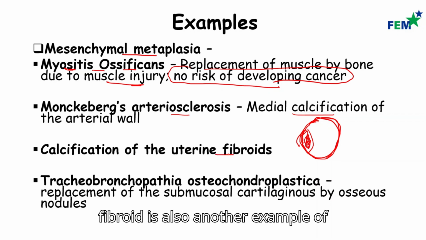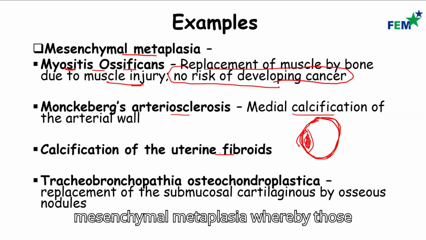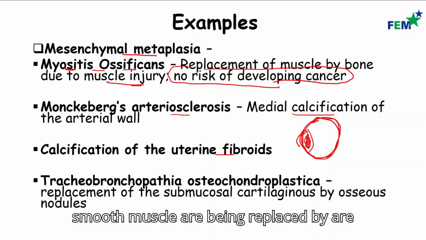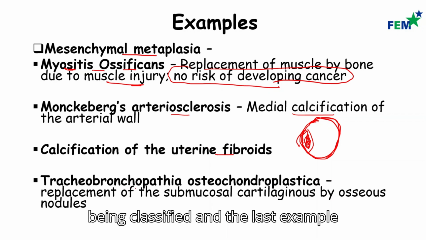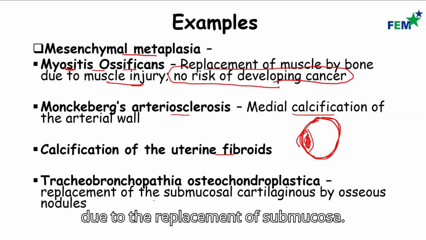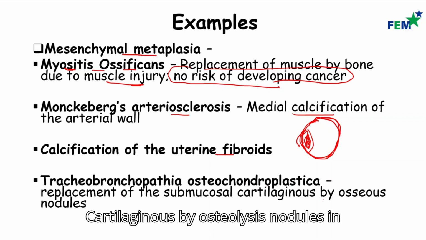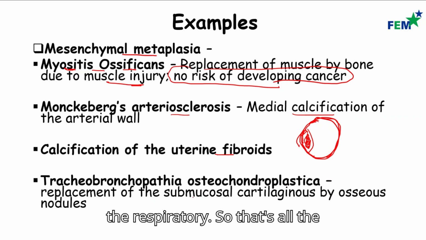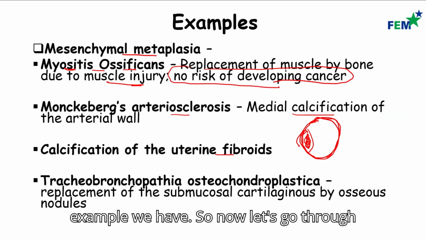Next is calcification of the uterine fibroid. It's also another example of mesenchymal metaplasia, whereby those smooth muscles are being calcified. And the last example there is tracheobronchopathia osteochondroplastica, whereby this is due to the replacement of submucosal cartilage by osseous nodules in the respiratory tree. So that's all the examples we have.